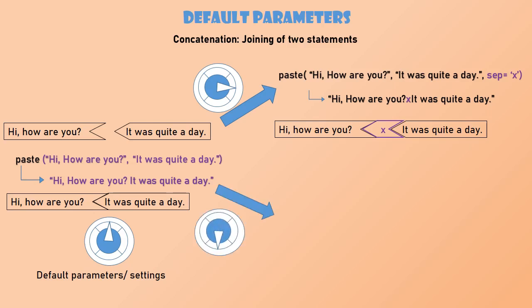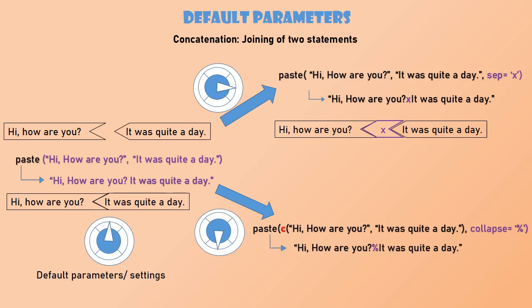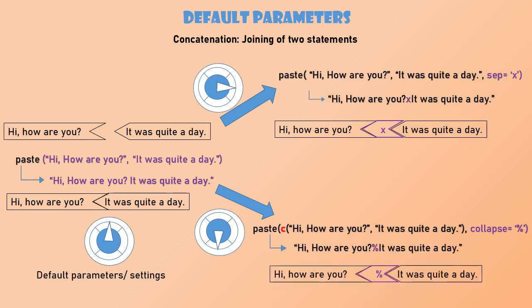Similarly, let's see the same function with a vector containing two items and use the collapse parameter, that is space by default, and set it to a percentage sign. Now we will get "hi how are you % it was quite a day".